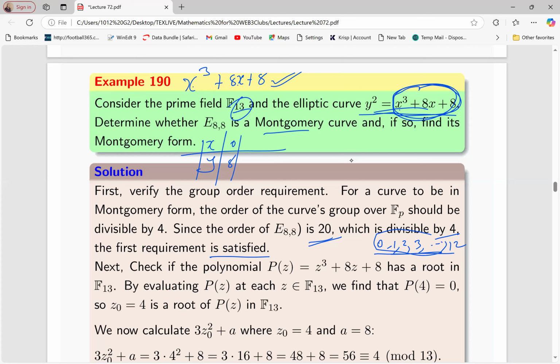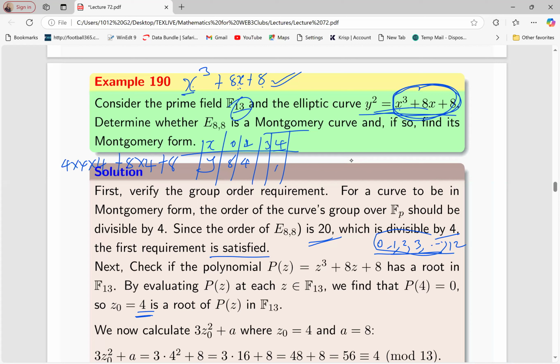Try 1. 1 here, 1 here, you'd have 9 plus that. 9 plus that is 17. Mod 13, that would be 4. So 1 is not a root. So when I tried up to 4, I discovered that when x is 4, I'd then be talking about 4 times 4 times 4 plus 8 times 4 plus 8. And this gives me 0.